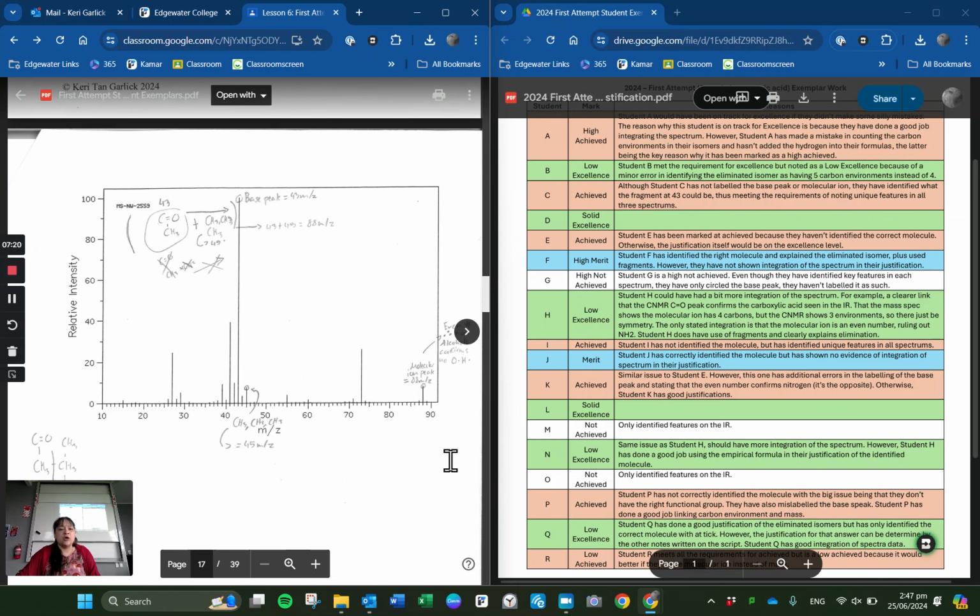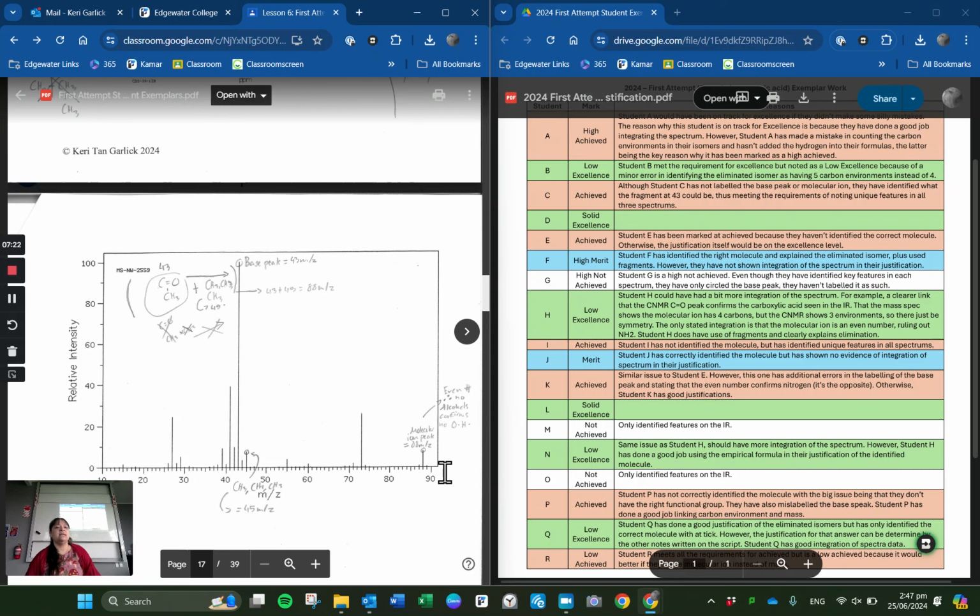The other thing that you could have written is this one here, knowing that it is a positive number, therefore it is eliminating the nitrogen potential. So again, you're linking the mass spec with the IR. So that is what I'm looking for for excellence. That more or less covers the difference between excellence and merit.